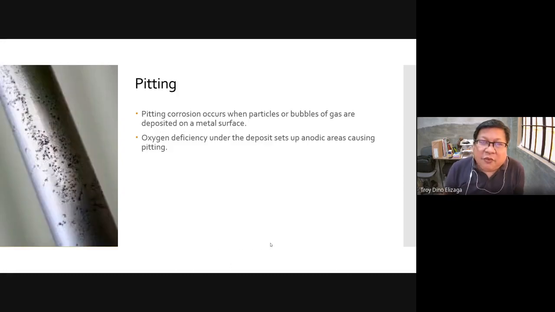We also have what we call pitting. It's a corrosion that occurs when particles or bubbles of gas are deposited on a metal surface. So in construction, we have that waffle because there are air pockets or air bubbles inside the cement or the concrete. So it can also happen in metal.